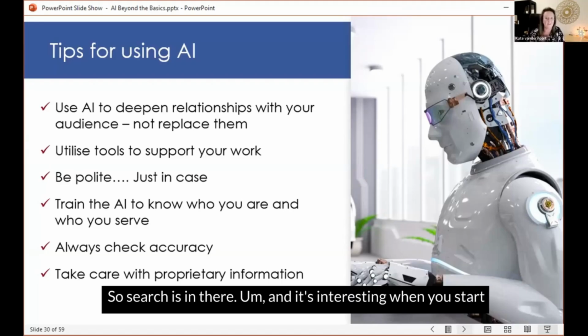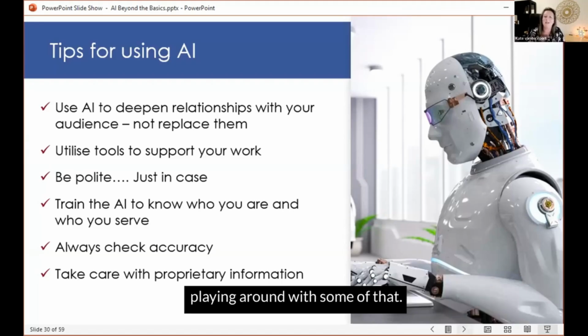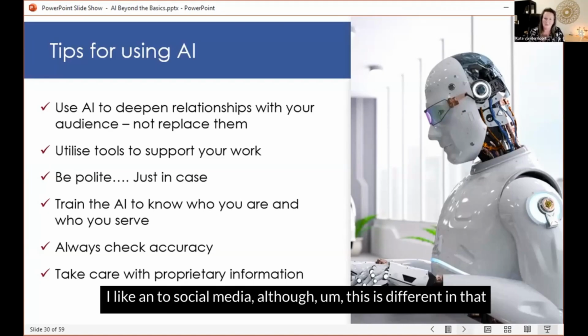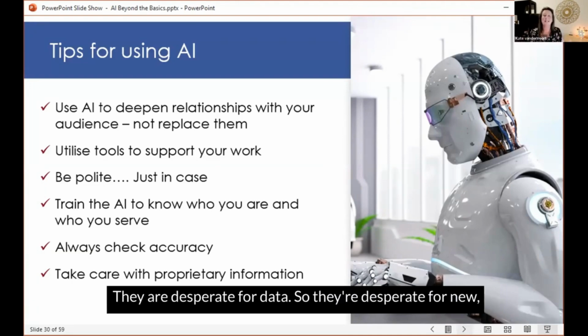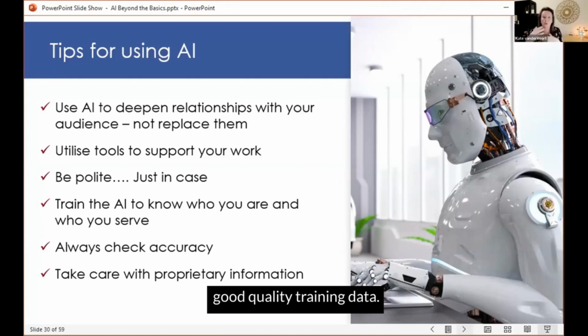And it's interesting when you start playing around with some of that. Be careful with proprietary information. I liken it to social media, although this is different in that these large language models are like sponges. They are desperate for data. So they're desperate for new, good quality training data.